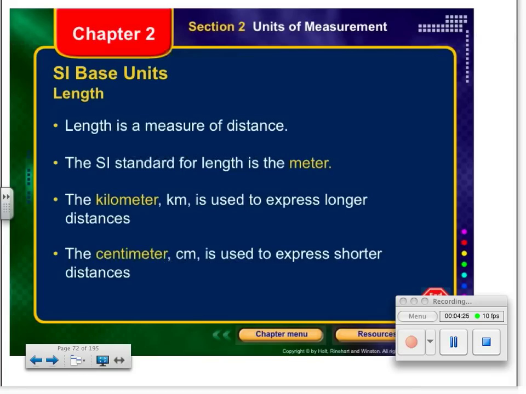We're going to go through this real quick because we don't need to spend a lot of time on it. Length, measure of distance. The SI standard for length is the meter. The kilometer is used to express longer distances, means 1,000 meters. And the centimeter is used to express shorter distance. It's about the width of your thumb.